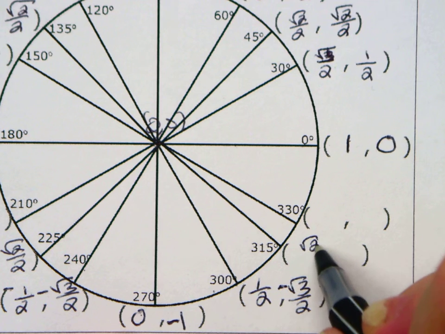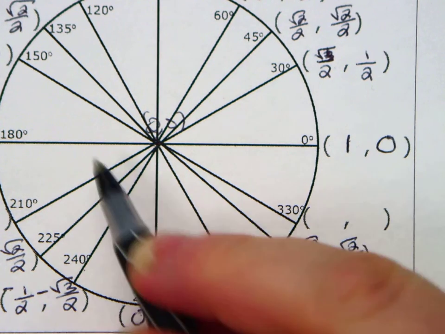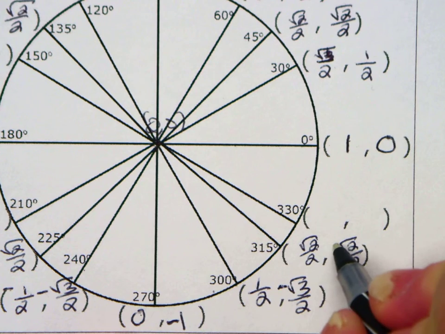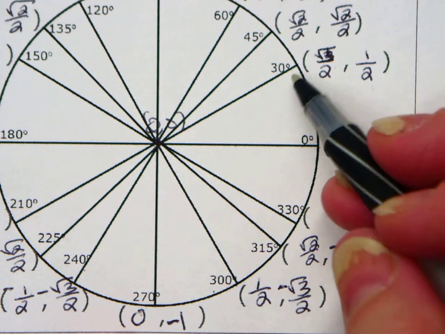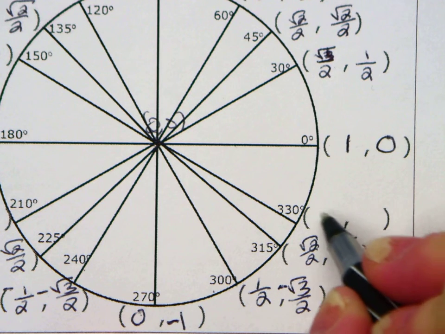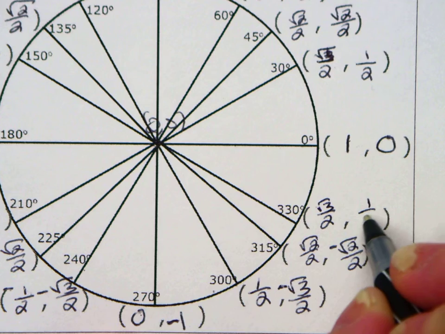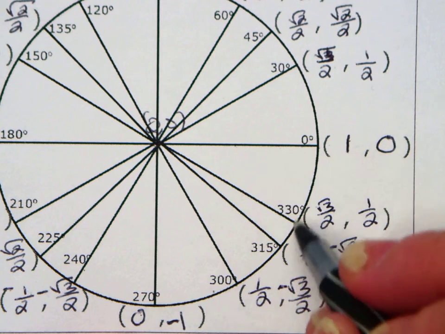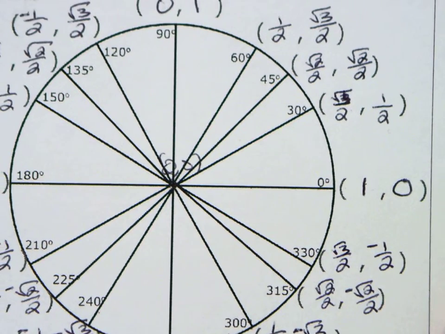315 is your 45. Again, you're going over and down. Negative, negative. 330 is the same as 30. So it's radical 3 over 2, 1/2, over and down, and it's negative. Right? And that's your unit circle. You will be required to memorize this.